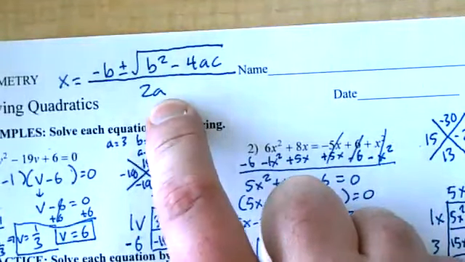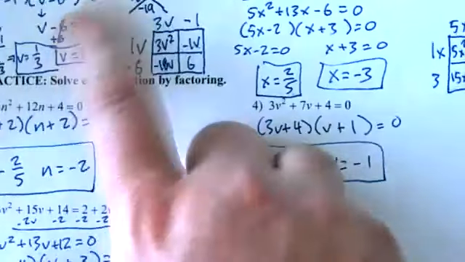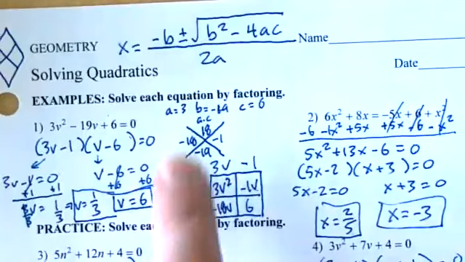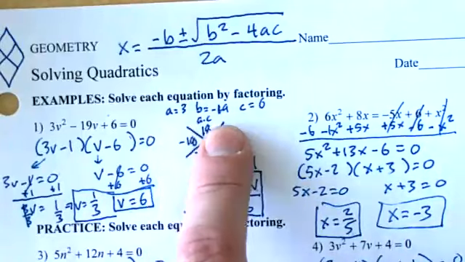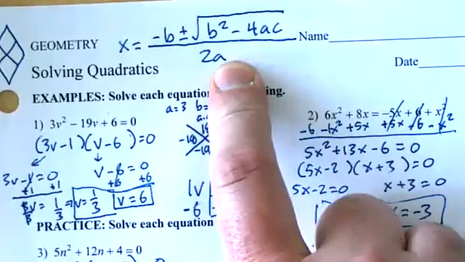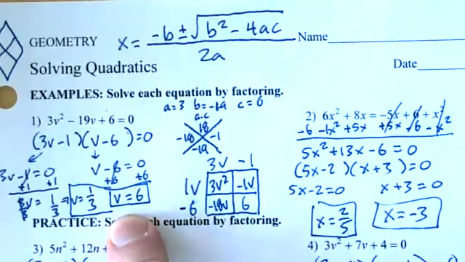That's it. So instead of us having to go through all of these steps here, we could have just taken this A, this 3 here, this -19, and this 6, and just put it into this formula, and it would have given us this answer. So why don't we do it that way?